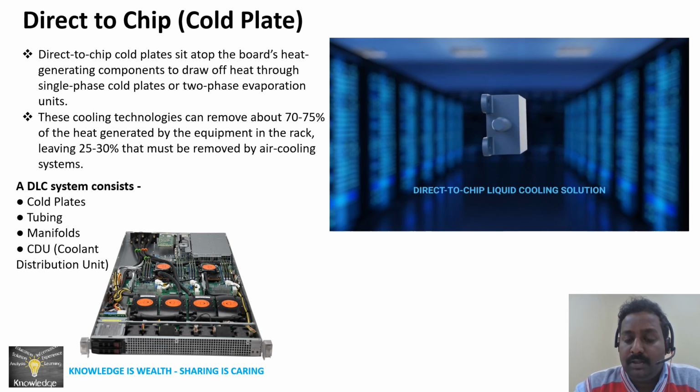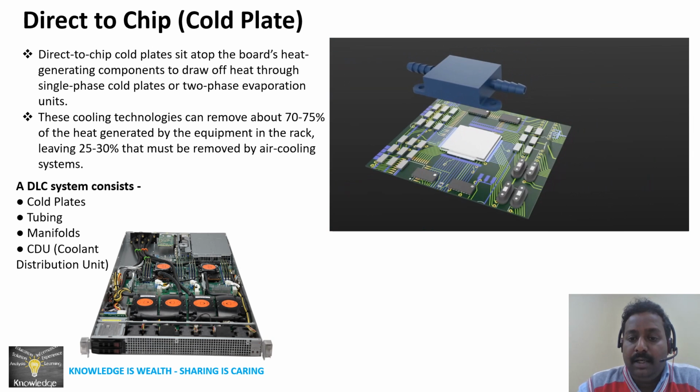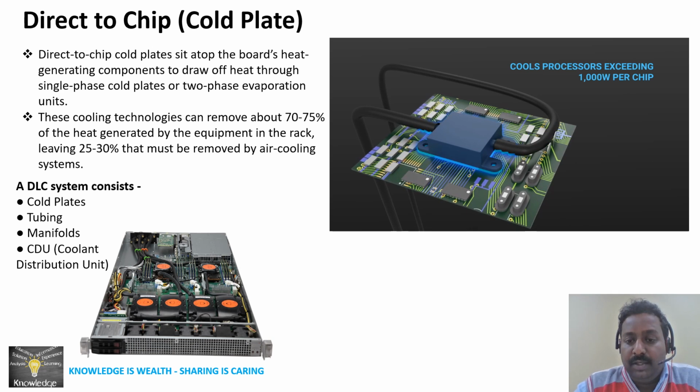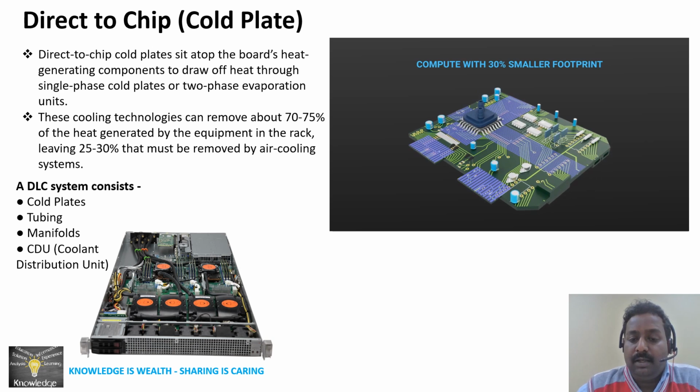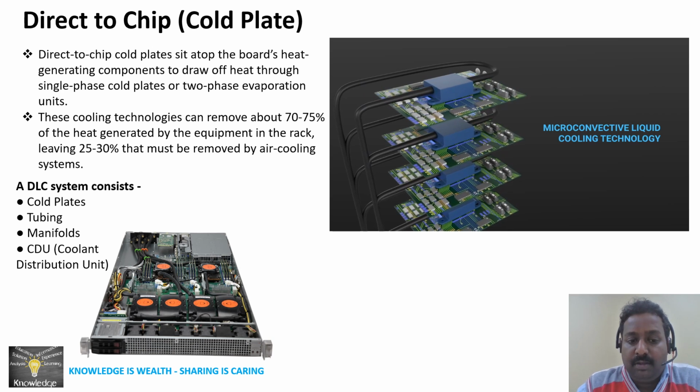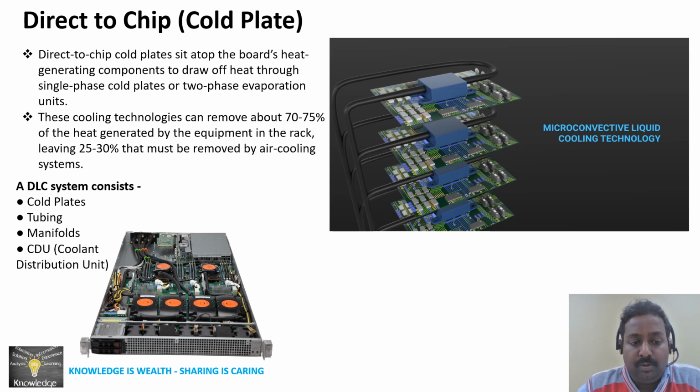This is a direct to chip liquid cooling solution where the cold plates are directly mounted on top of the heat sinks of all the PCB units or server boards, and they extract the heat rejected by the board directly. In this cold plate, the refrigerant is circulated through a pumping system via the CDU, and after heat rejection the hot fluid is pumped back to the cooling system, like chillers or outdoor units. Again the cooled refrigerant is pumped into the cold plate through the CDU. This is how the direct to chip cold plate system works.